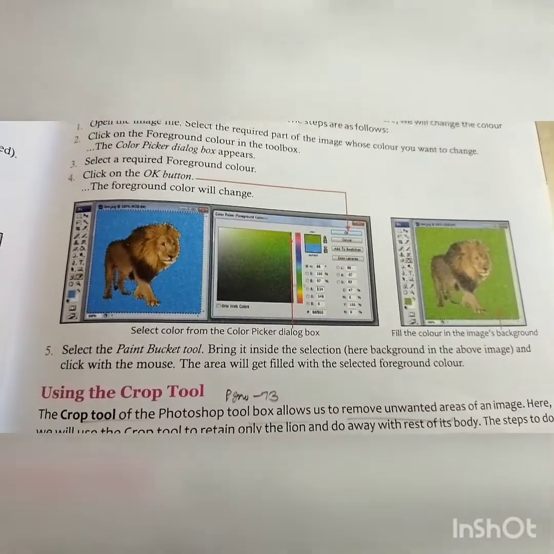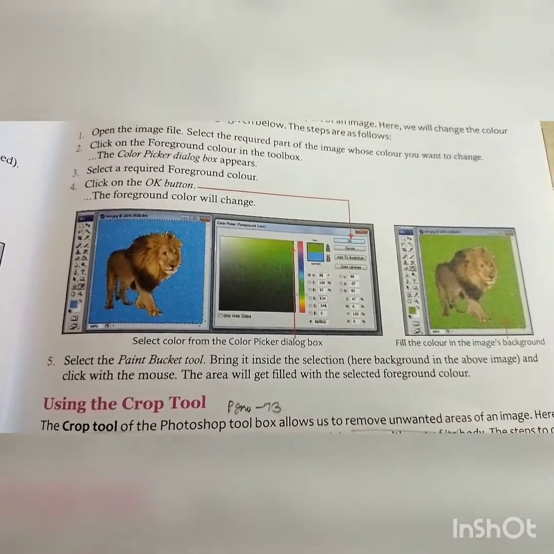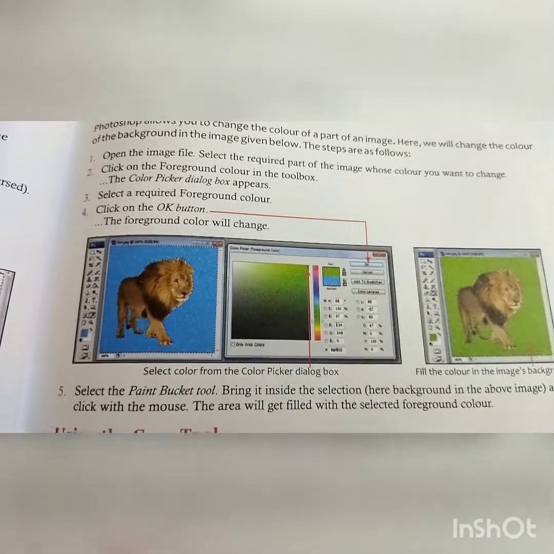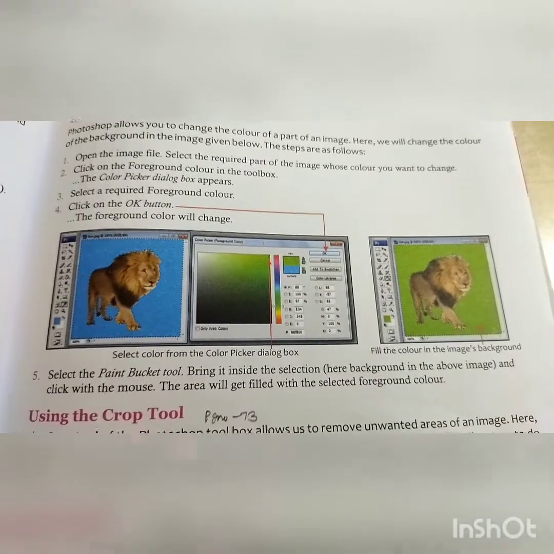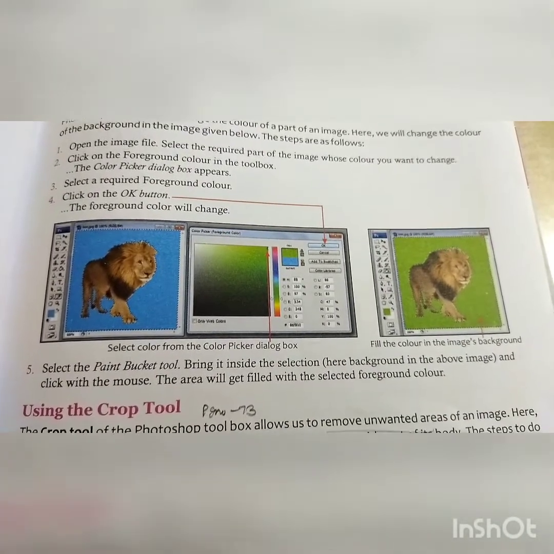Then lastly, select the paint bucket tool. Bring it inside the selection, here the background in the above image, and click with the mouse. The area will get filled with the selected foreground color.